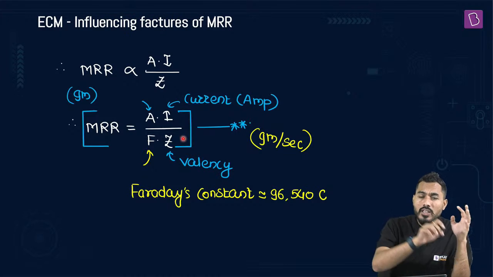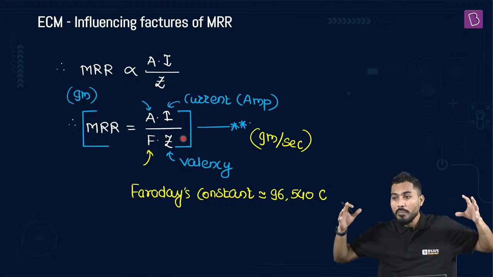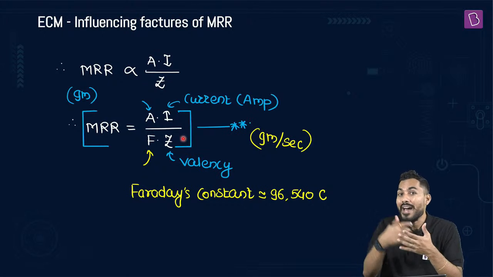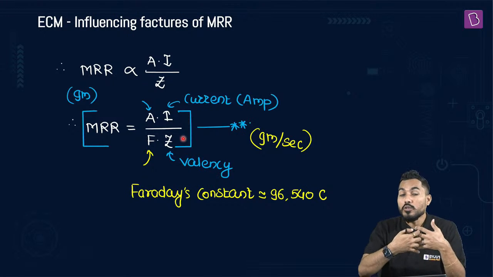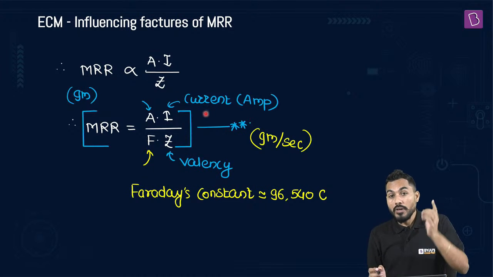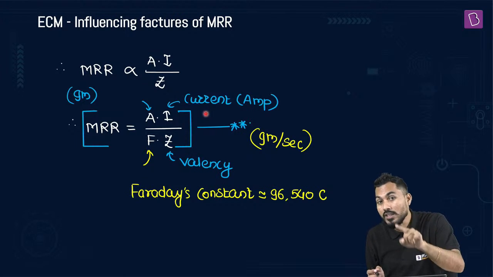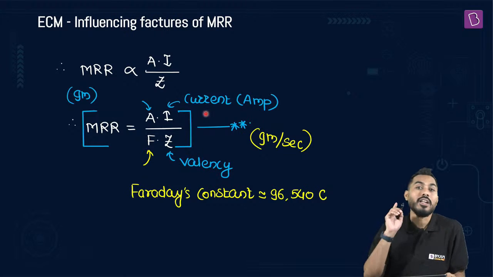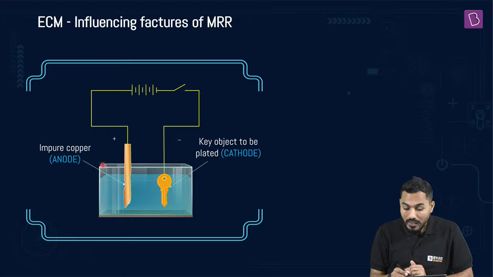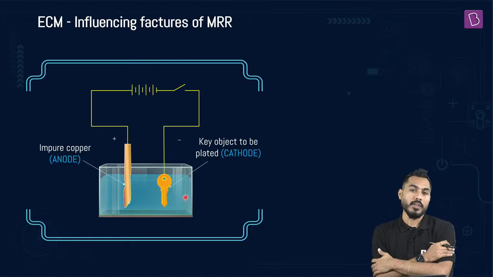But we know that each and everything in the universe cannot be tabulated into a mathematical model. That cannot be converted into maths. That cannot be utilized to calculate numbers. And that's why this is the ultimate formula that we have. But apart from that, there are certain factors which influence my material removal rate. What are those factors? The next factor is the conductivity of the conducting electrolytic solution.